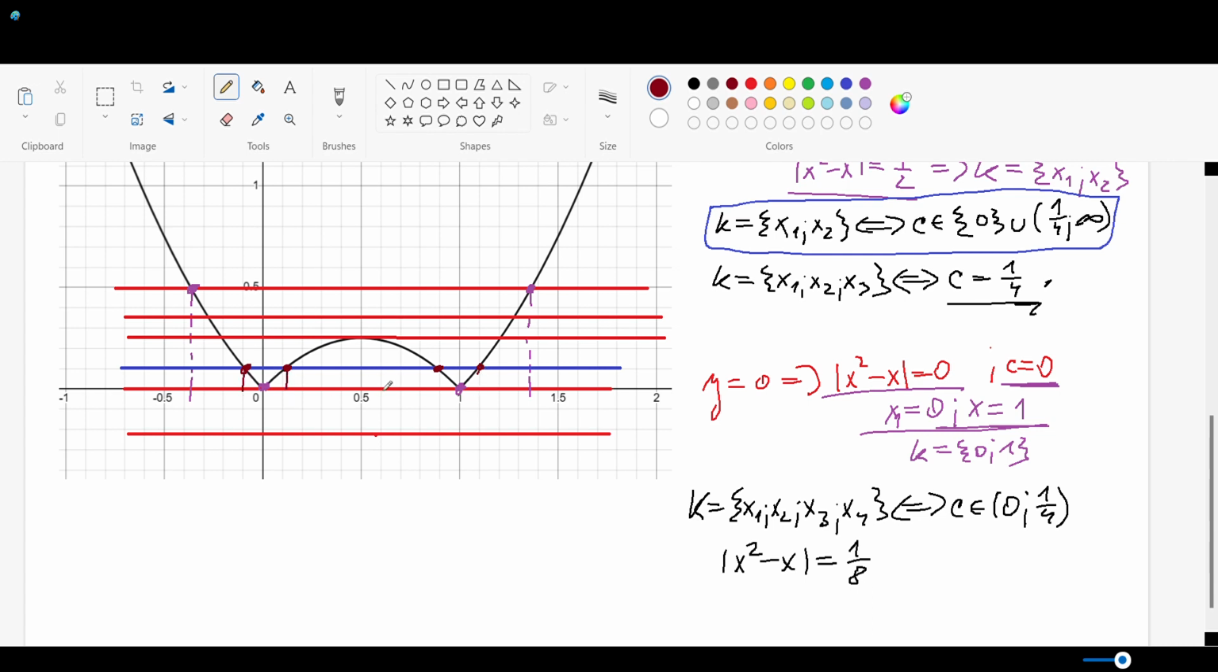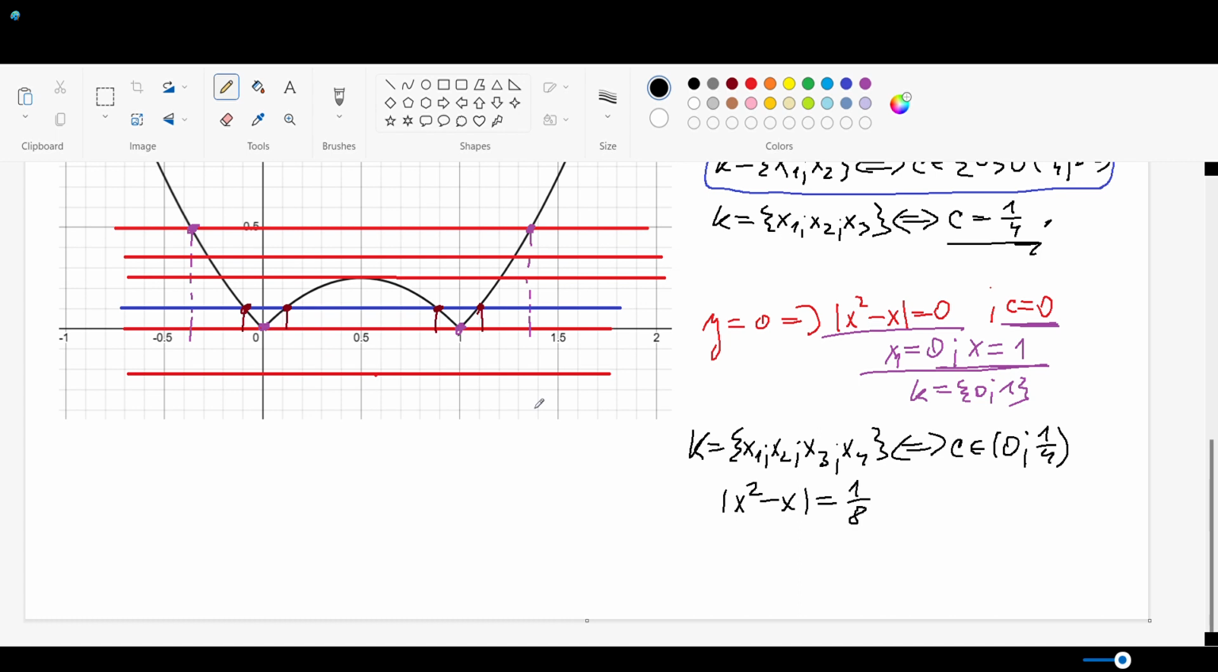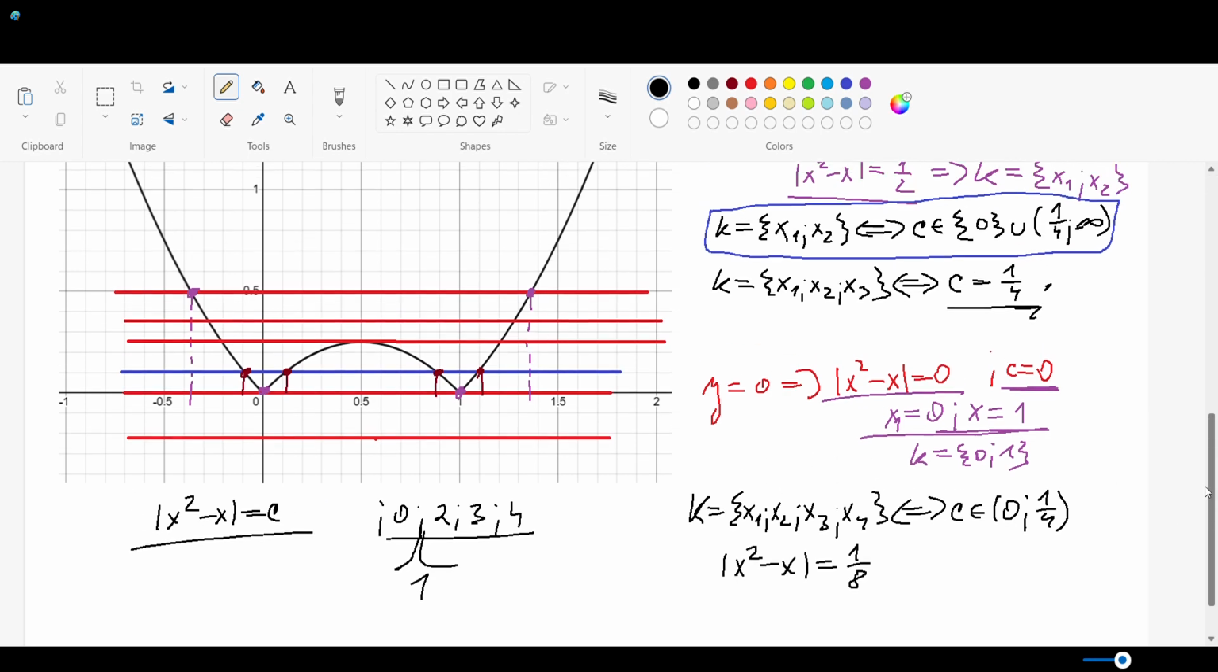And basically now it doesn't matter what are the exact values, because our goal was to find out all the c parameters, so that the equation x² minus x is equal to c has 0, 2, 3 or 4 solutions. If you think about the task, there is number 1 missing. Why is it so? Because this case doesn't exist for this equation.